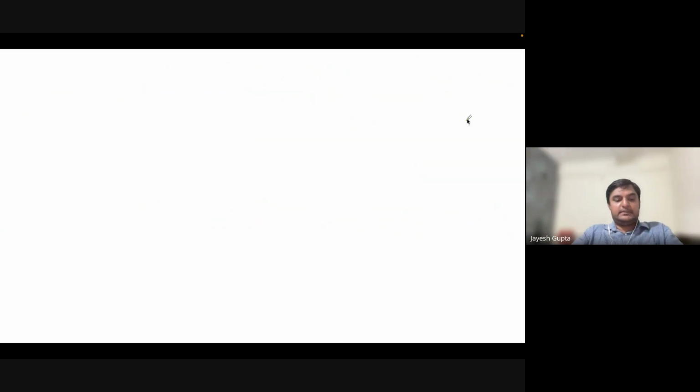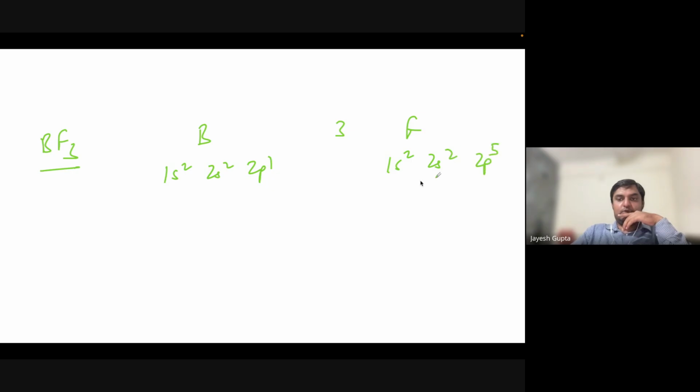So next we are going to take the BF3 molecule. There is one boron and three fluorine atoms. If I write the electronic configuration of boron, its atomic number is 5, so you get 1s2, 2s2, 2p1. And for fluorine, you get 1s2, 2s2, 2p5.